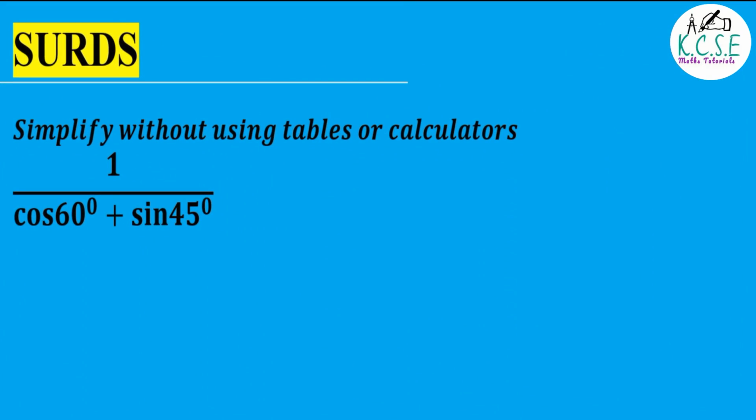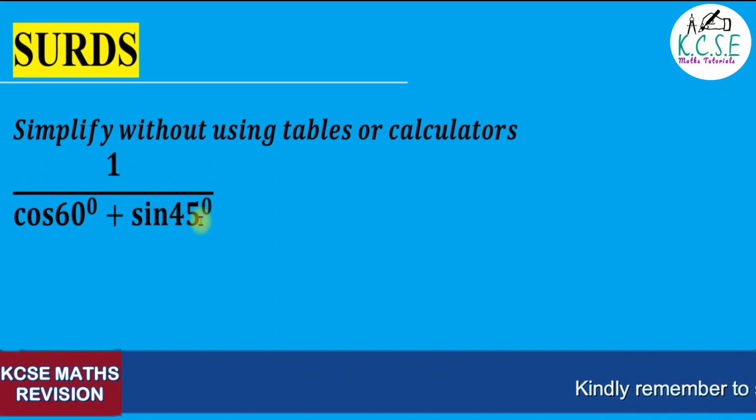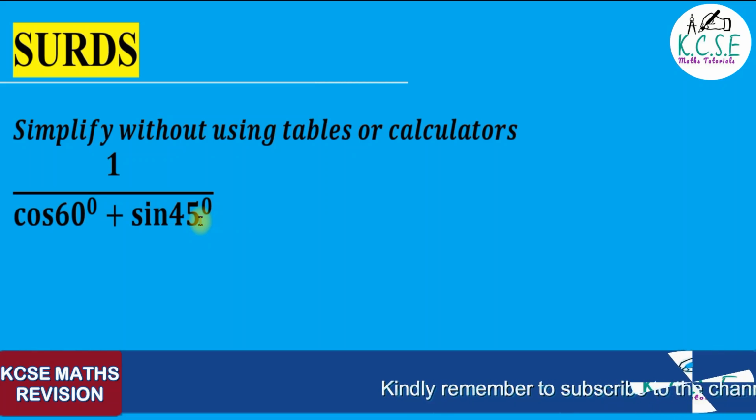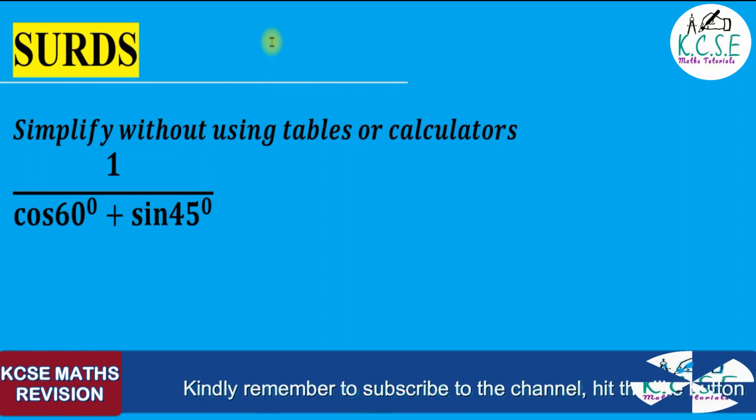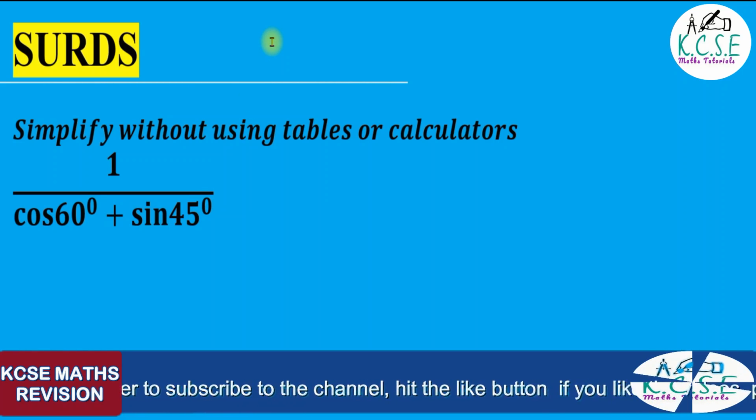Simplify without using tables or calculators. So the first thing you're going to do is to express cosine of 60 degrees and sine of 45 as surds, or in form of surds. And here you're going to use two triangles.